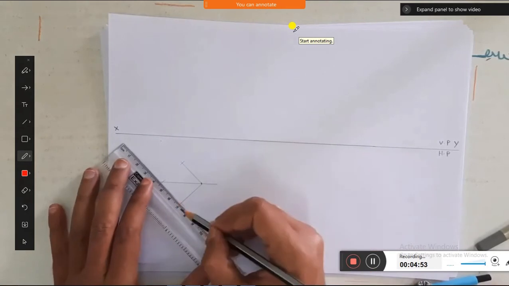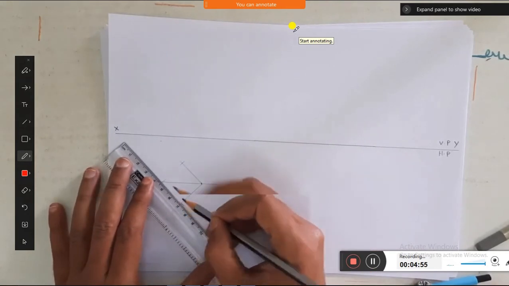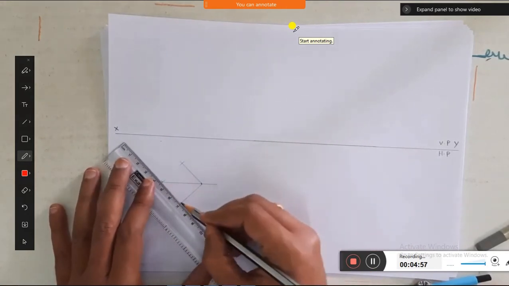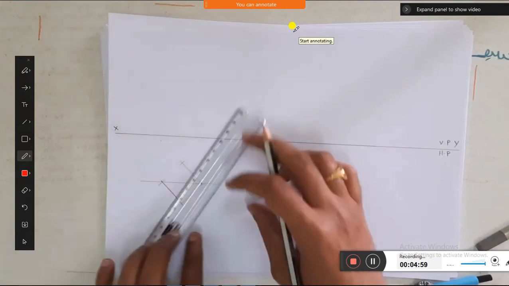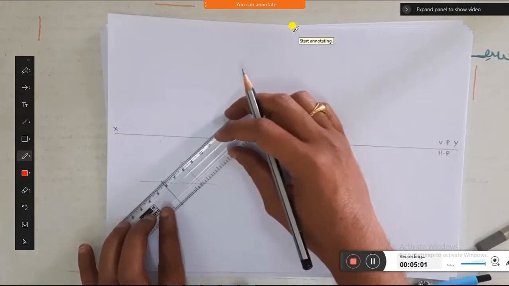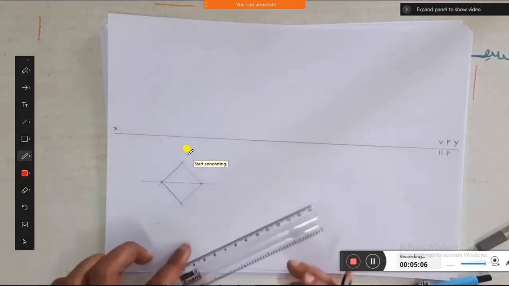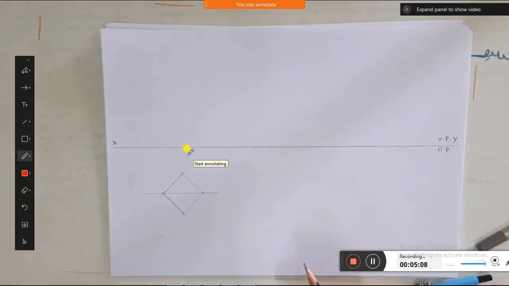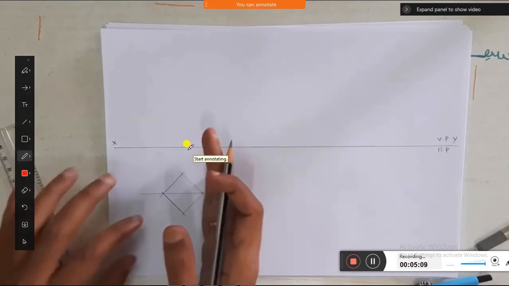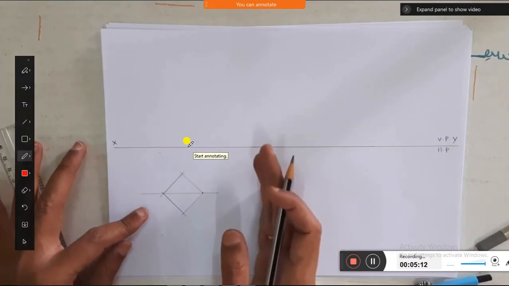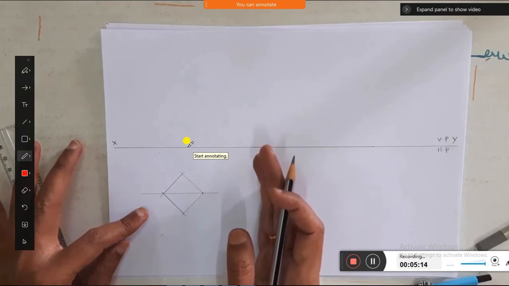And join. So it becomes a square with corner condition. A square with edge condition we can easily draw, but a square with corner condition you have to follow this procedure. Okay. After that you have to name it. You will get two faces. I have just shown a solid.